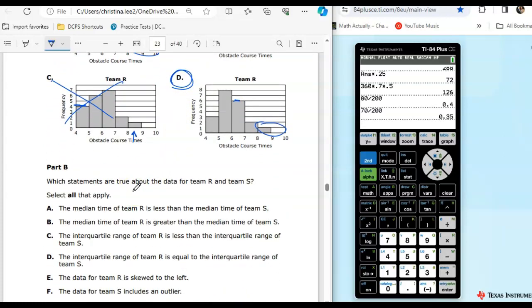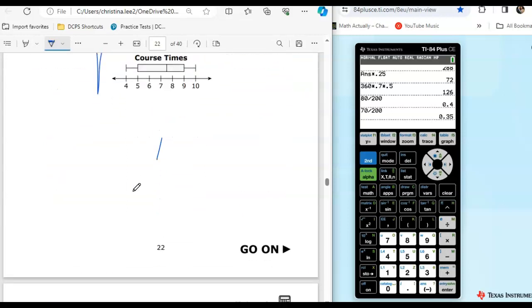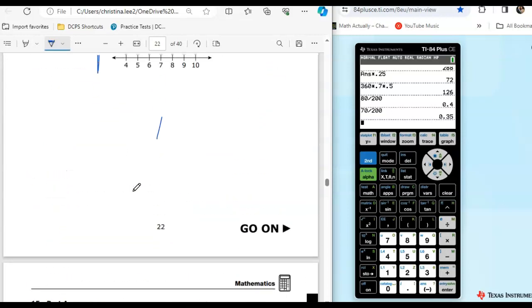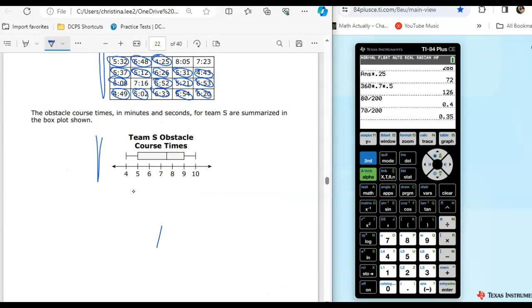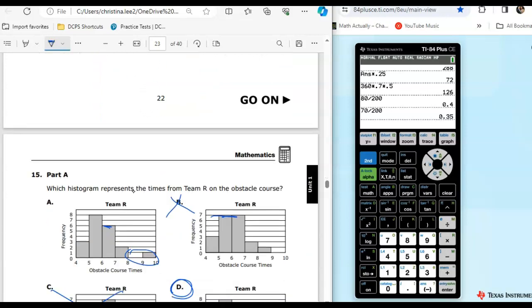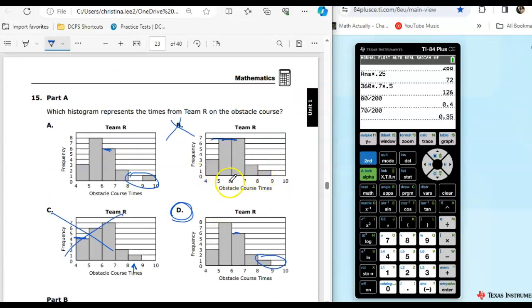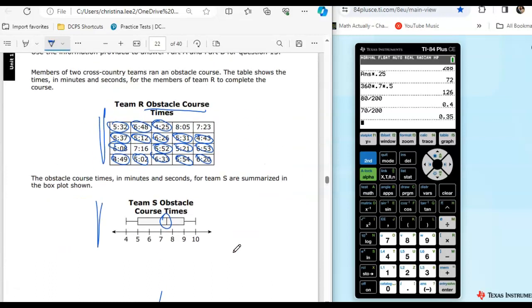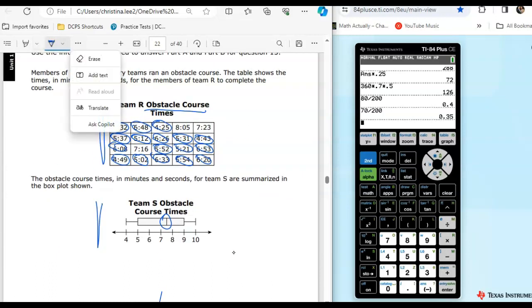Now part B is asking us to analyze and compare the individual data that we have for Team R with the summarized data that we have for Team S. It's to select all that apply, which means we need to read each possible answer option carefully. The first thing it asks us is to compare the median of the data. Team S is at approximately 7.5. Looking at the histogram for Team R, it's probably going to be between the 5s and the 6s. It's seemingly going to be less than 7.5.